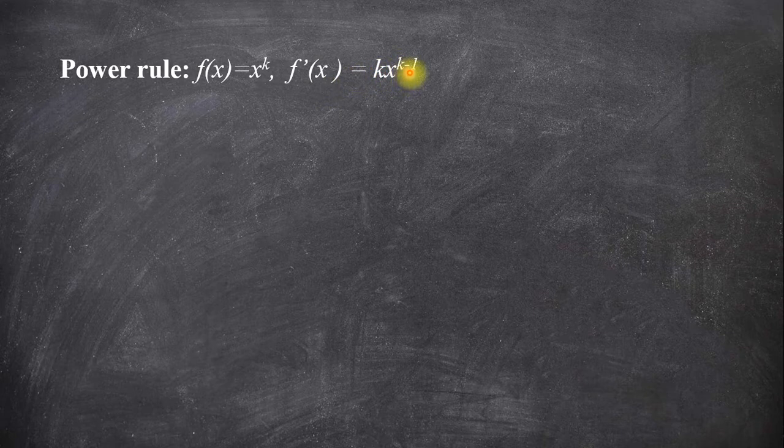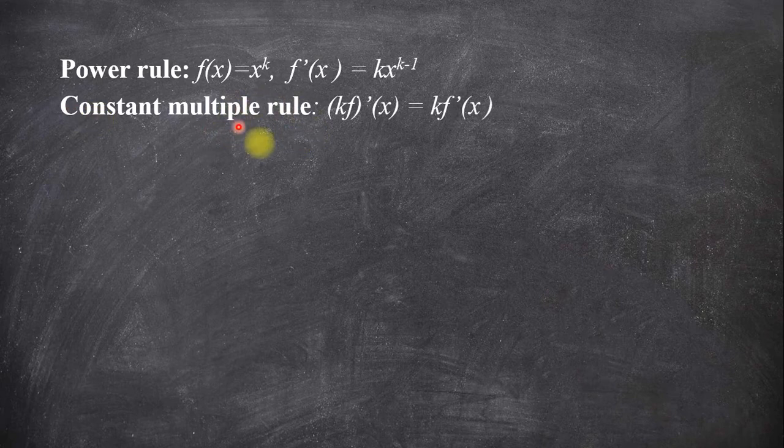to the power k minus 1. Look, this k becomes the coefficient at the front, and from the exponent k we subtract one. Okay, k times x to the power k minus 1, this is the first rule of differentiation, which is called the power rule.